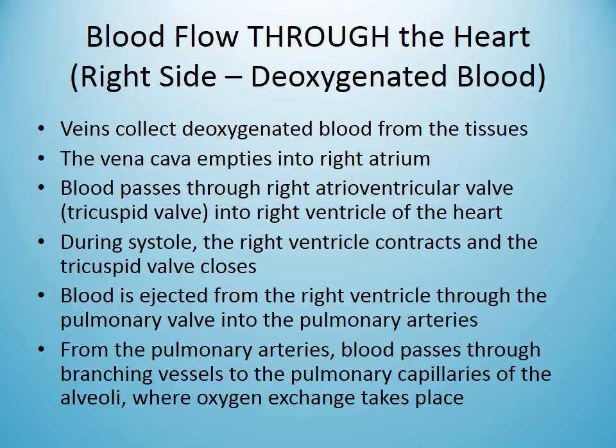So let's talk about the right side of the heart. The deoxygenated blood from your body is always going to make its way to the right side of the heart. The veins collect deoxygenated blood from tissue, and the vena cava is the big vein that's going to carry this deoxygenated blood into the right atrium.